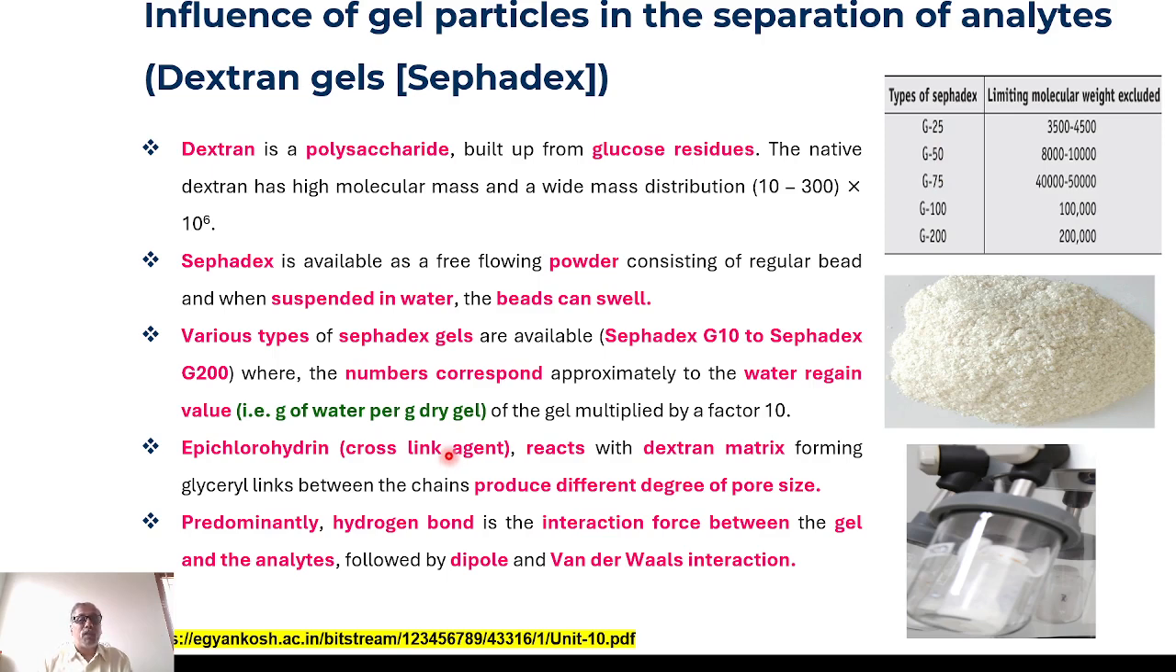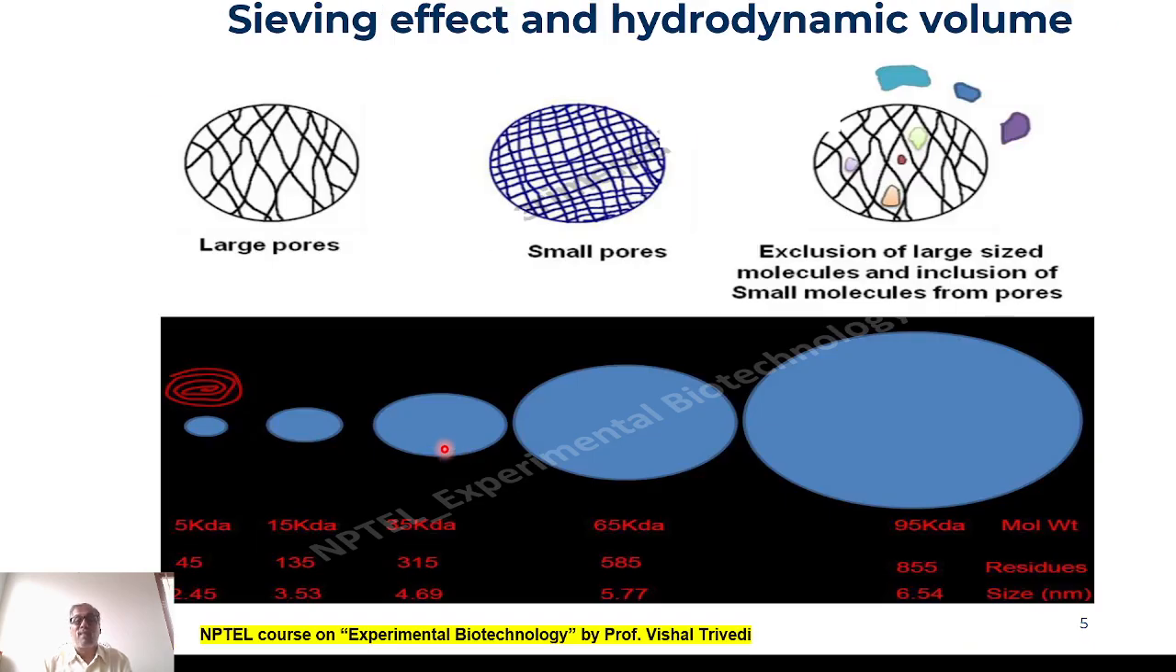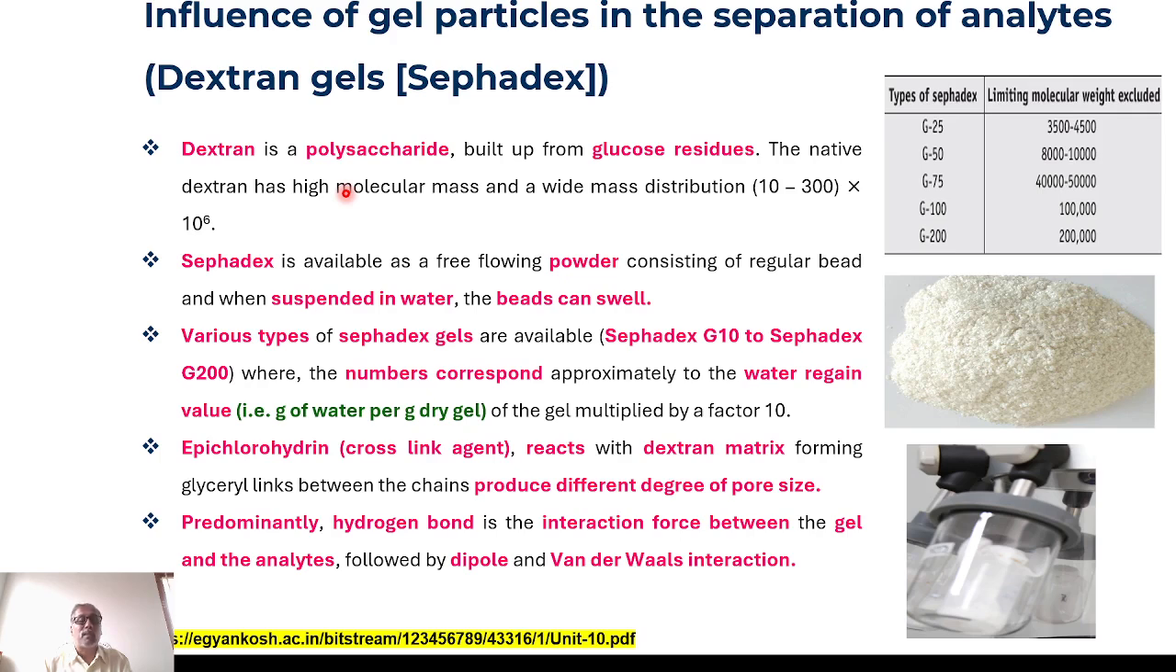And you can cross-link the gels. Now here you can see how to cross-link the gels. This is a single gel, and you want to create a gel bead, so how to cross-link? You can use epichlorohydrin. This is the most preferred cross-linking agent exclusively for the creation of Sephadex gels. So the dextran matrix can be cross-linked with epichlorohydrin, and you can produce different pore sizes. When you increase the concentration of cross-linking agent, automatically the pore size will decrease.